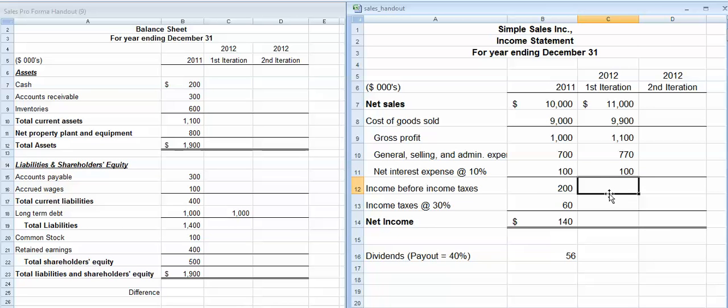$100. Our income before taxes then will be our gross profit minus our selling and admin expenses minus our interest expense of $100, we have income before taxes of $230. With a 30% tax rate, our taxes will be $230 multiplied by 30% or $69, and we'll have net income of $230 minus 69. We'll have net income of $161. If we have a dividend payout ratio of 40%, our dividends then will be 161 times 0.4. Our dividends will be $64.